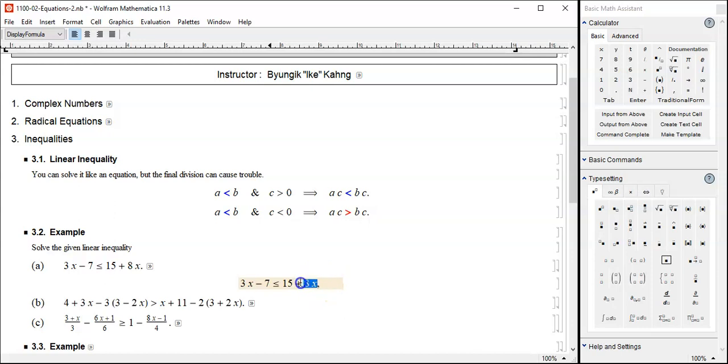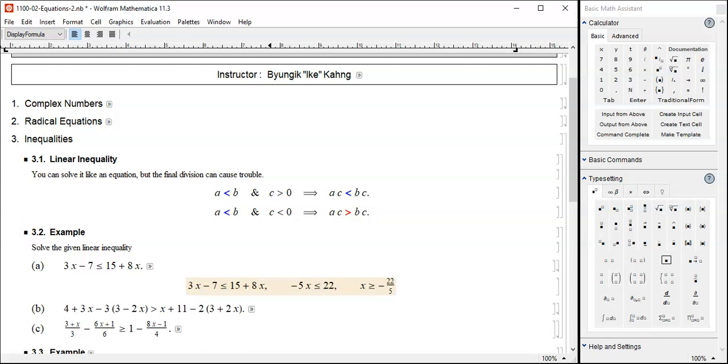Let's flip this 8x to the other side. 3x minus 8x, so negative 5x. And then 15 was there before. Flip the 7 to the other side. So 15 plus 7, what is it? 22. And then divide by negative 5. And that's how you can handle it.